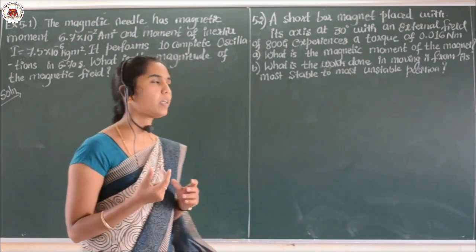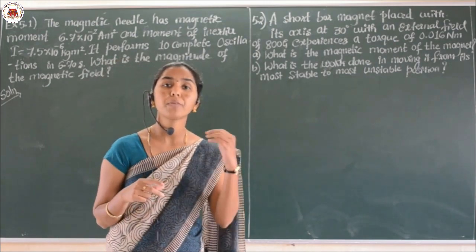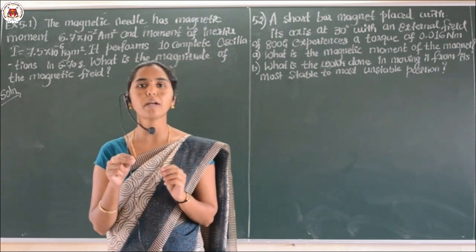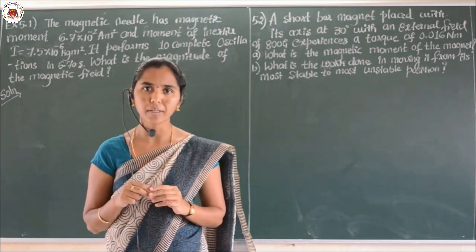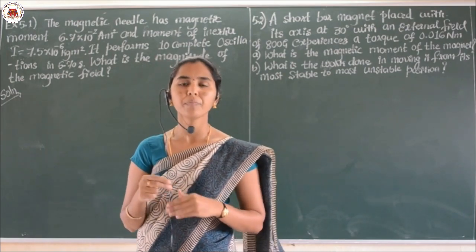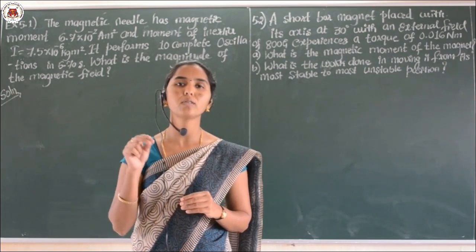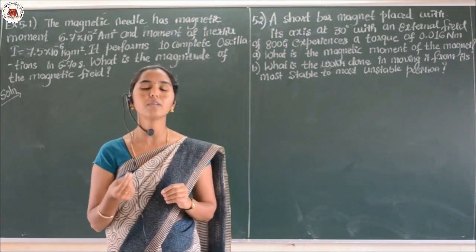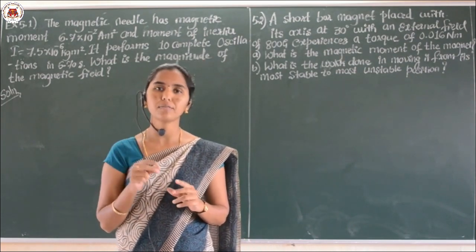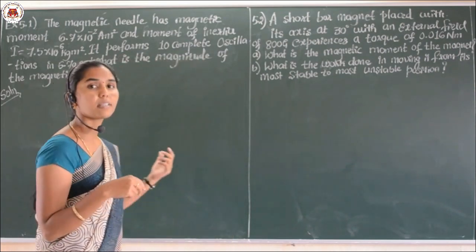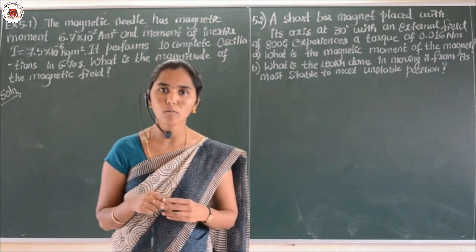Can you tell me what is the formula for the time period of the magnetic needle? That is T is equal to 2 pi root of I upon mB, and the terms you know already. With the help of that time period T, today I am going to solve a numerical where you have to find the magnetic field B. Let us solve that numerical, which is solved in your NCERT text.